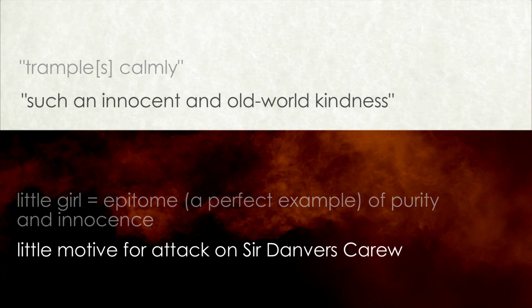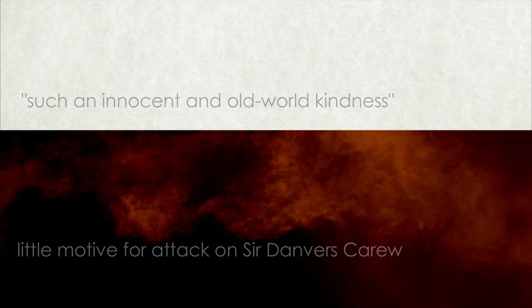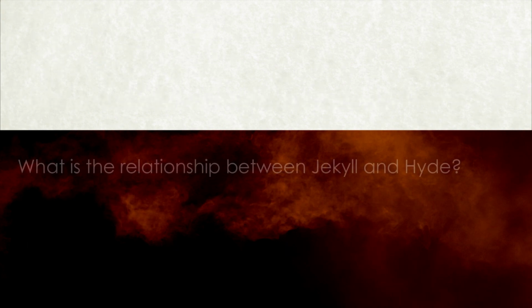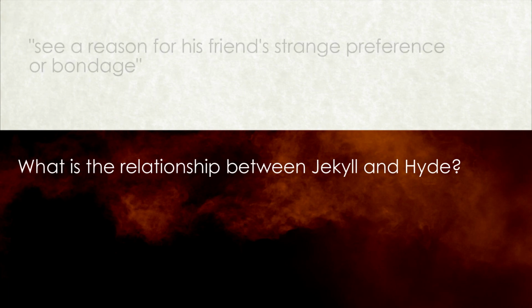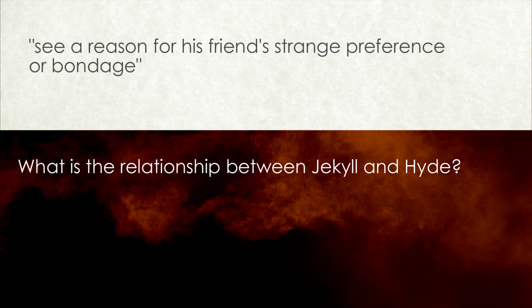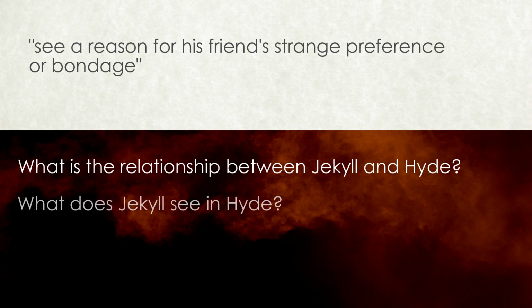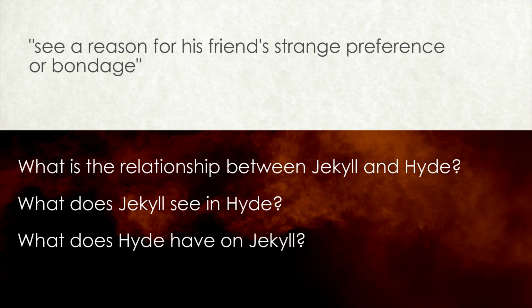Further mystery is created, therefore, with a seemingly inexplicable relationship between Jekyll and Hyde. Utterson strives to see a reason for his friend's strange "preference or bondage." What is the attraction that the upstanding Jekyll has for the degenerate Hyde, and/or the hold that scheming Hyde has over the unfortunate Jekyll?